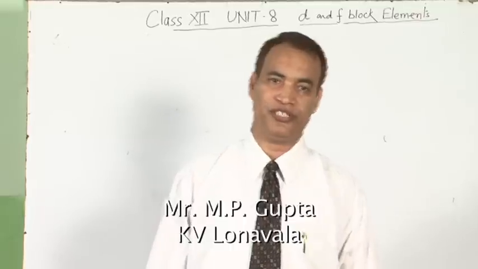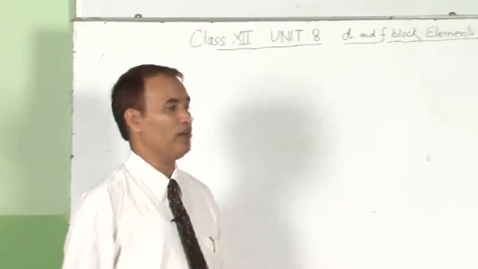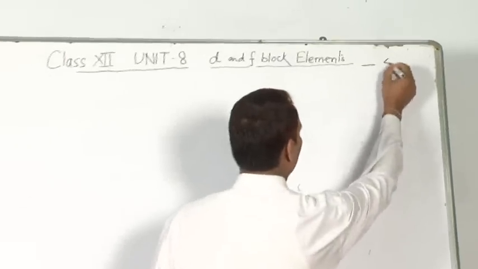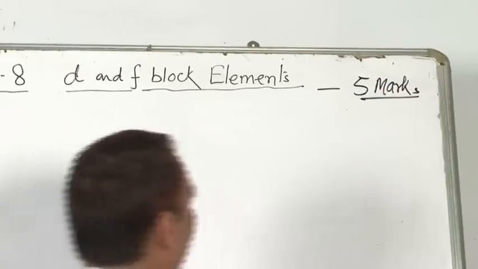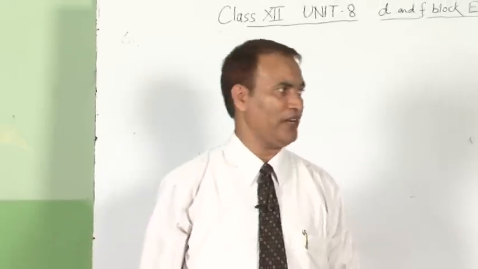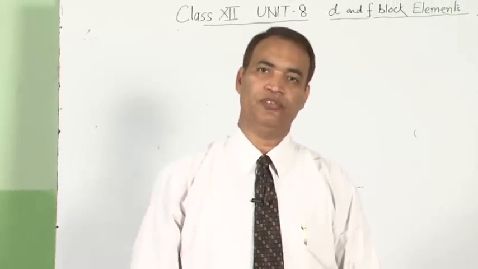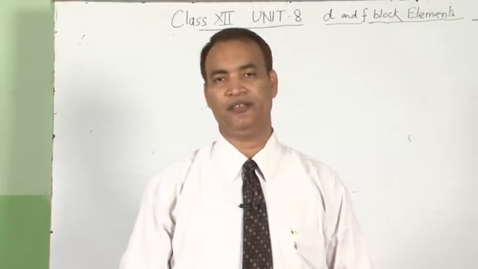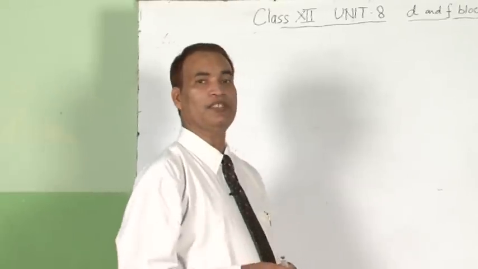Today I am going to discuss unit 8 of class 12th, D and F block elements. As we know, this chapter has been allotted a 5-mark question in the board exam. In class 11th, I think you are already aware of the periodic table. So first we have to know the position of D and F block elements in the periodic table. Today we just want to start with the D block elements.